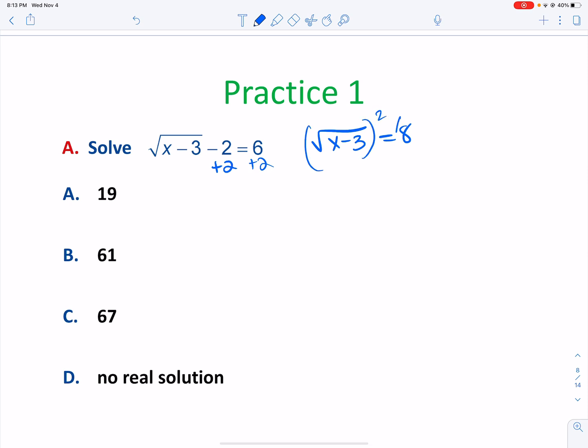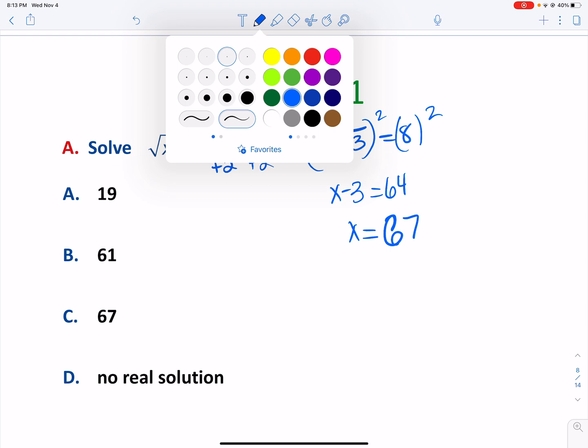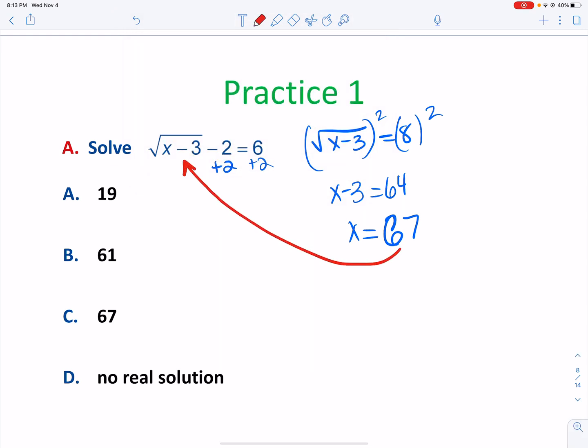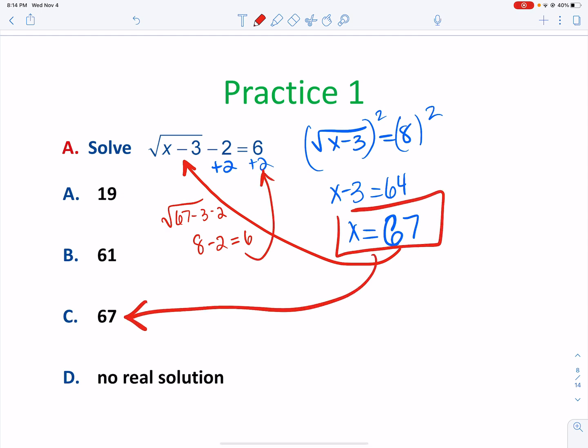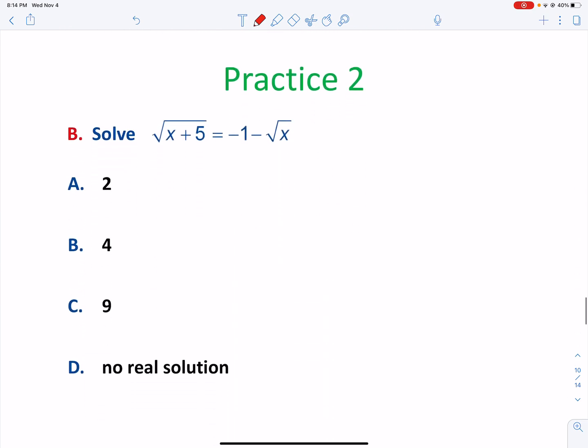So then you'd square both sides. And then you would add the 3, and so you get 67. You must take the 67 and plug it back in and see if it's extraneous. So 67 minus 3 minus 2 on the outside, that's 64, which is 8 minus 2. Does that equal 6? Yes, so 67 is my answer. Okay, so try this one. It's practice.